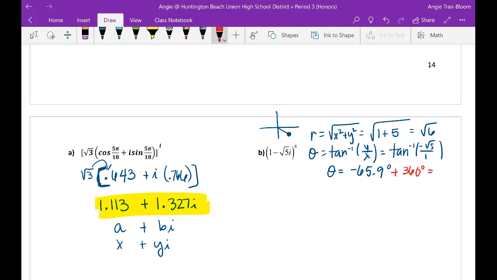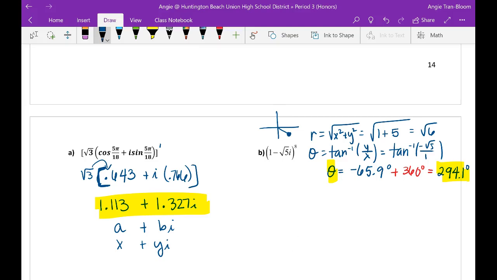Okay, so add 360. So did we end up with 294.1? So negative 65.9 is the same location in the positive direction. Okay, so we're going to use a positive angle. So now you have this in the positive angle. Radius is positive.